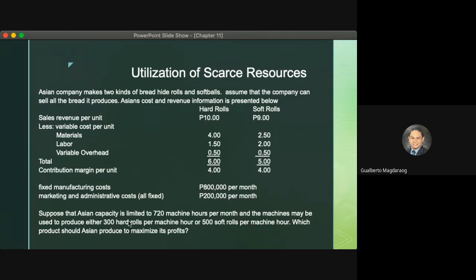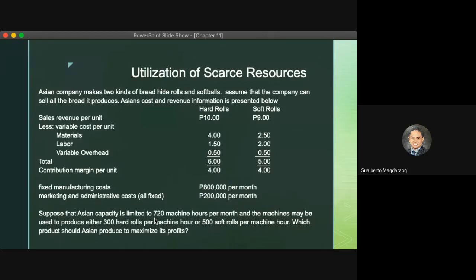the 720 machine hours per month. Ibig sabihin hanggang dito lang talaga yung machine. This is the constraint. Kung hanggang 720 machine hours lang daw, it could either produce 300 hard rolls or 500 soft rolls. And then we are being asked, so ilang hard rolls, ilang soft? Ano ang combination na gagawin natin to maximize the 720 machine hours?